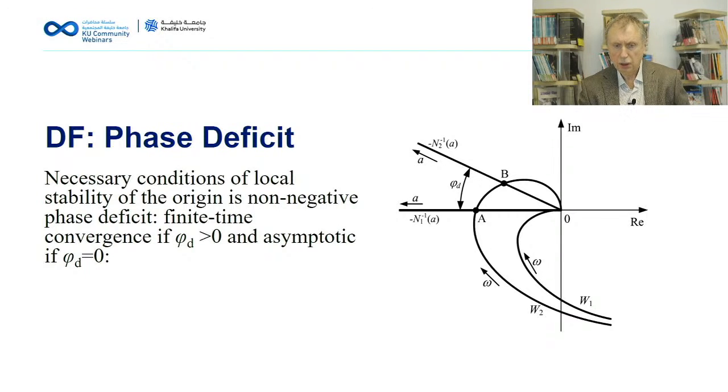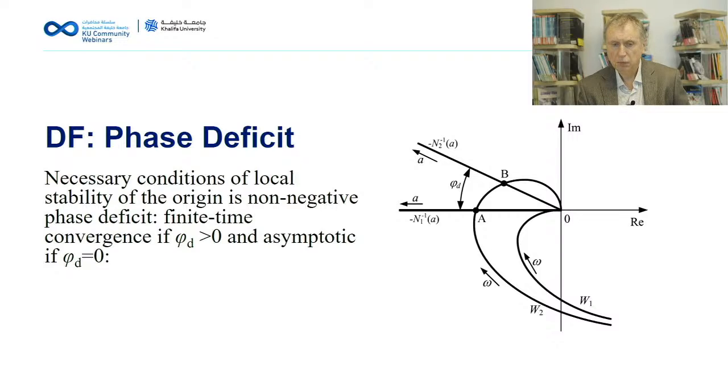So here there are a few options that illustrate this notion. For example, we have two Nyquist plots, W1 and W2, and two negative reciprocal describing functions, N1 and N2. If we have W1 and N1, the phase deficit is 0, and we have infinite time convergence to 0 of the motions in the system. If we have W1 and N2, we have finite time convergence of the motions in the system.